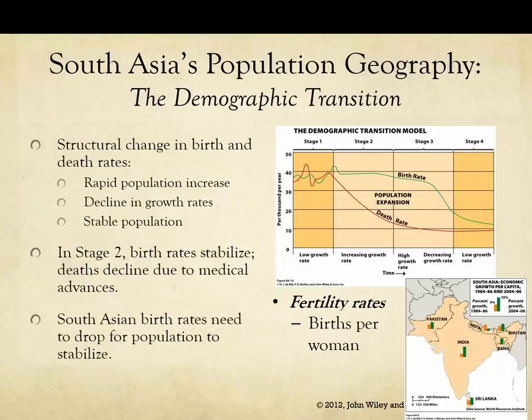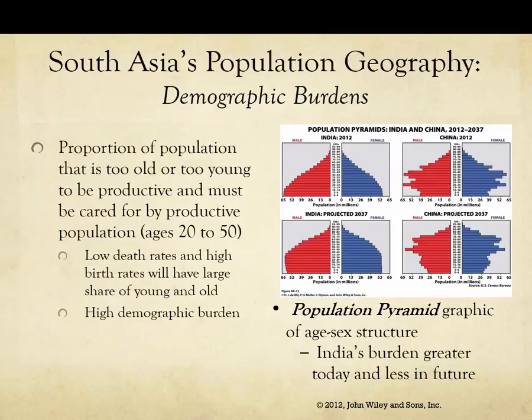We also look at factors such as demographic transitions, where we look at changes in birth and death rates. And I think this demographic transition model chart is really helpful to look at. This region really needs to see birth rates come down so the population can stabilize. We have a few more charts to look at. We are also concerned with demographic burdens, which are represented by the part of the population that is too old or too young to be productive and has to be cared for by the productive part of the population. Lower birth rates will reduce this demographic burden.